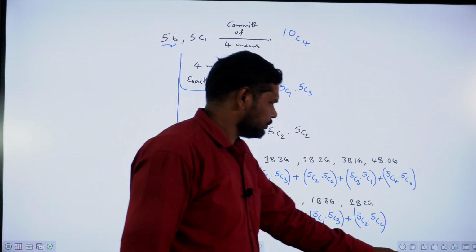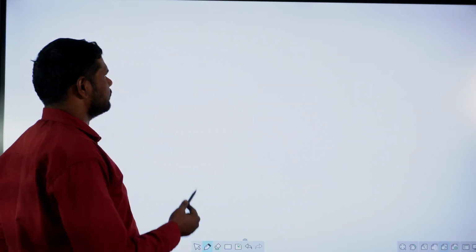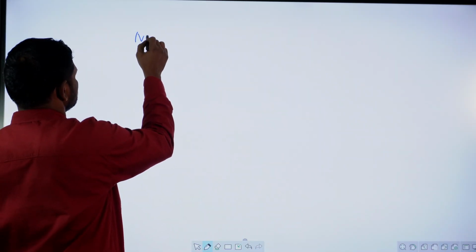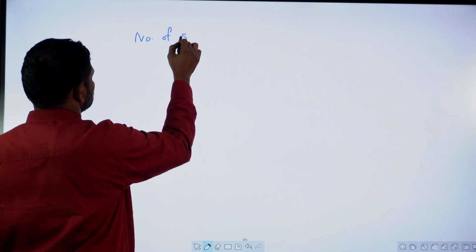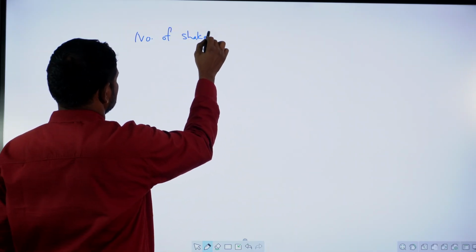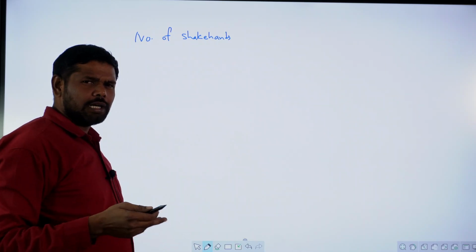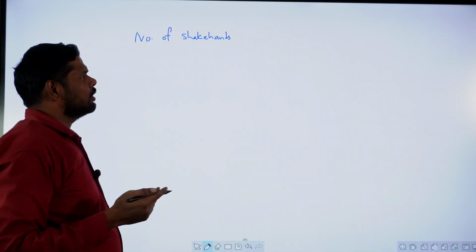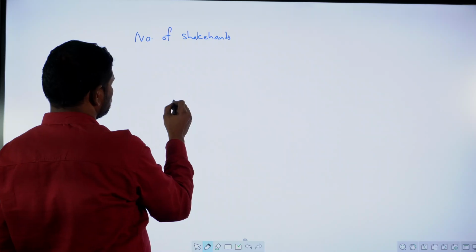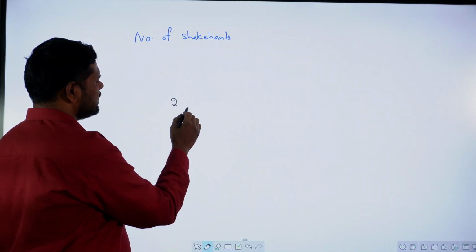Now next, very very important. Suppose a number of handshakes related question. In a meeting or in a party, a delegate meeting, whatever it is. So n members are there. Suppose 2 members are there. How many handshakes are there?